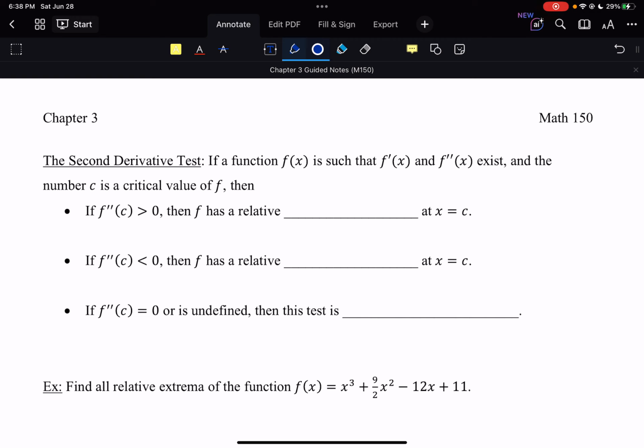Second derivative test says, if a function is such that f prime and f double prime exist and the number c is a critical value of f, then if f double prime of c is greater than 0, so if the second derivative at the critical value is positive, f has a relative minimum at x equals c. If the second derivative at the critical value is negative, f has a relative maximum at c.